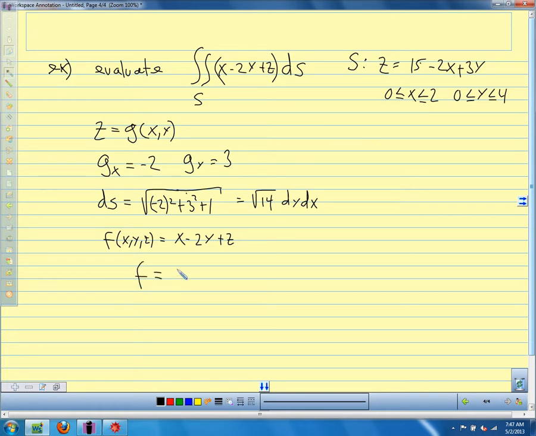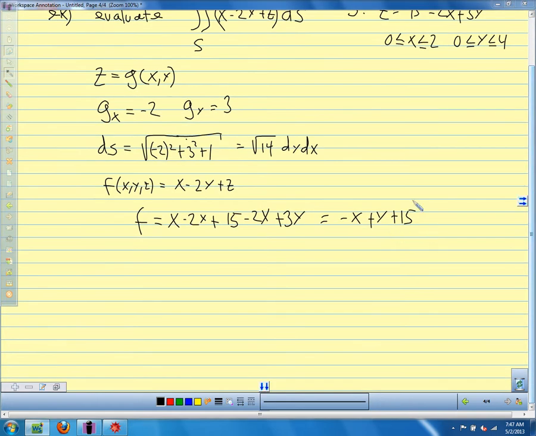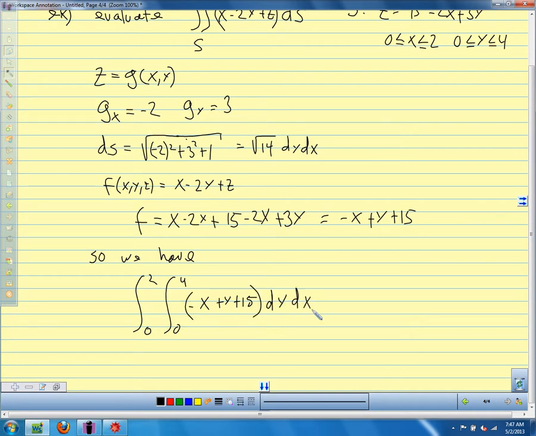So f is going to be x minus 2y plus 15 minus 2x plus 3y. And if we simplify this, we get minus x plus y plus 15. And now we're ready to evaluate our integral. So we have the integral from 0 to, integral from 0 to 4 of minus x plus y plus 15 dy dx. Nice easy integral to evaluate. Nothing too hard here. When we evaluate this comes out to be 128 square root 14.